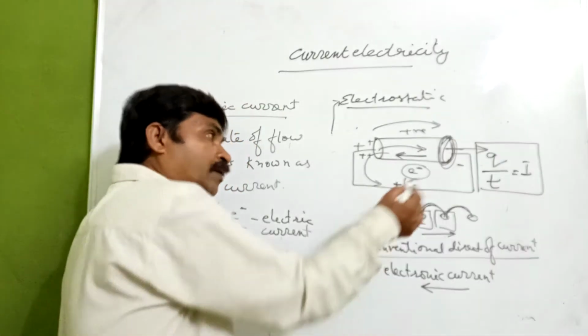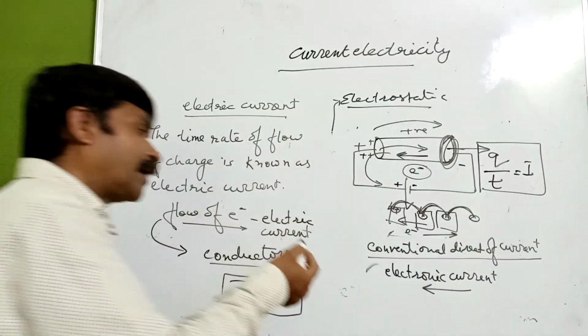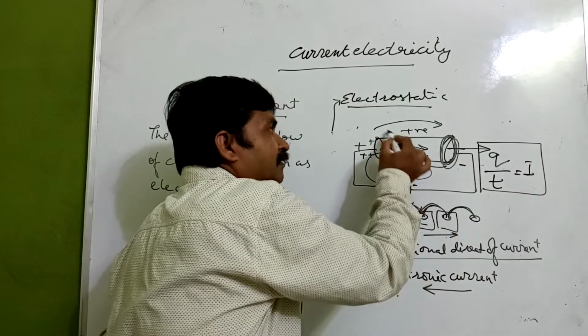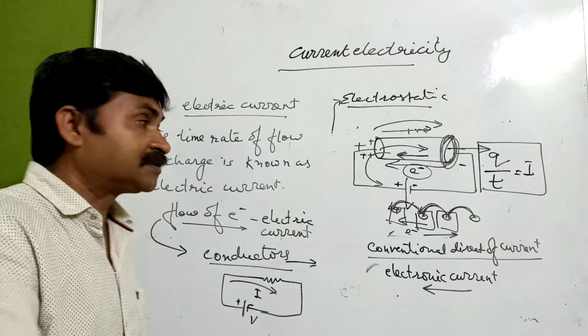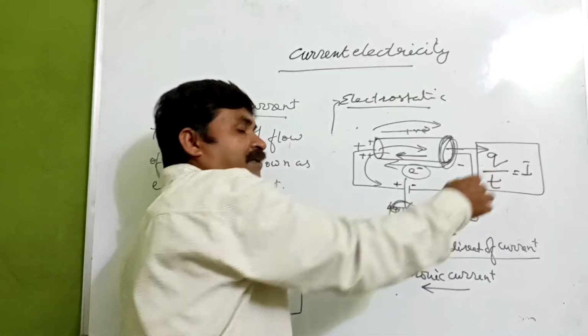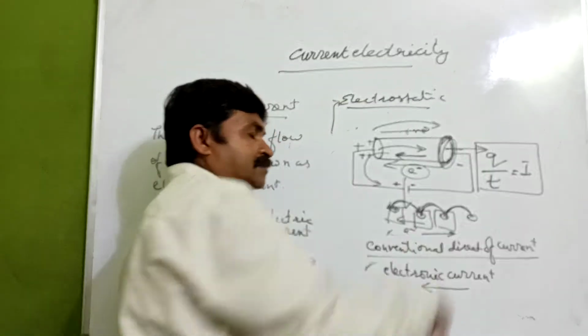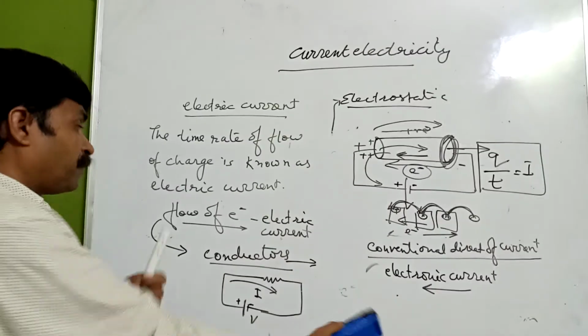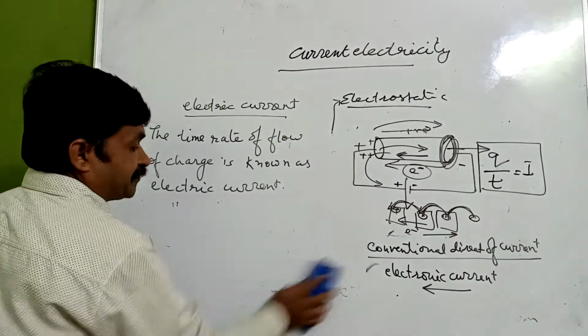So current is flowing like this, electrons are flowing like this, and charge is flowing like this. This means the conventional direction of current is like this. So here we have got the direction, and we have got the simple definition of electric current.